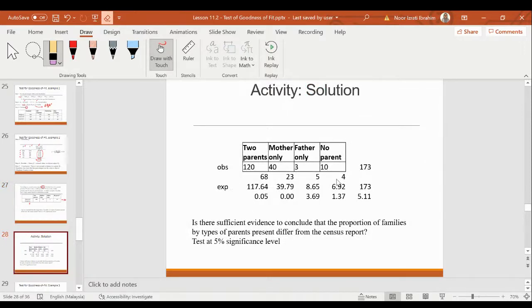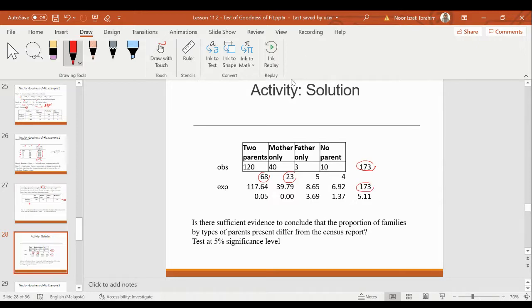Okay, to get the expected value, you have to find the total frequency, and you need to follow the percentage given for each of the categories. 68% of 173 is 117.64. 23% of 173 is 39.79. 5% of 173 is 8.65. And 4% of 173 is 6.92. When you total them up, you still get 173.